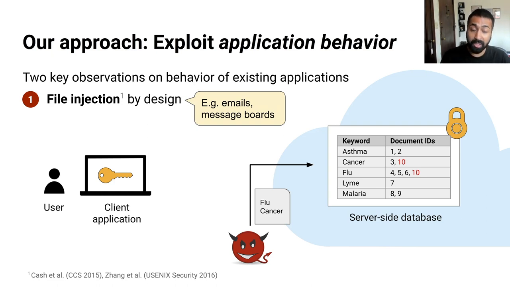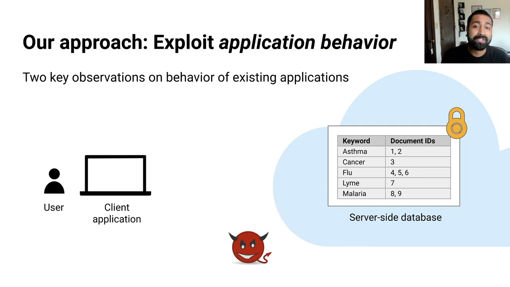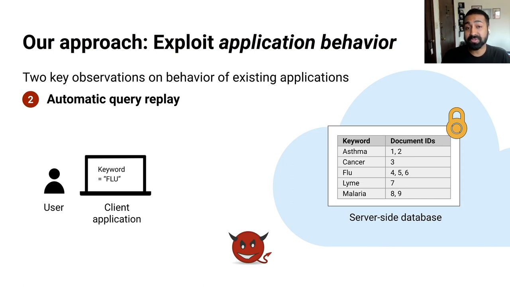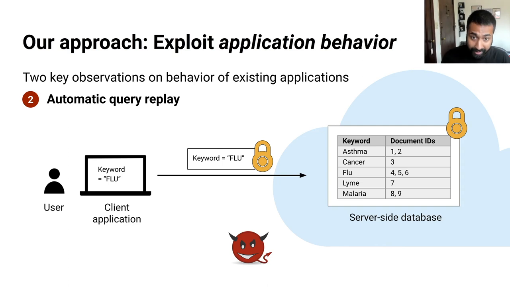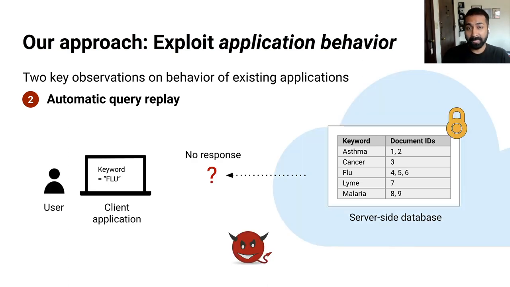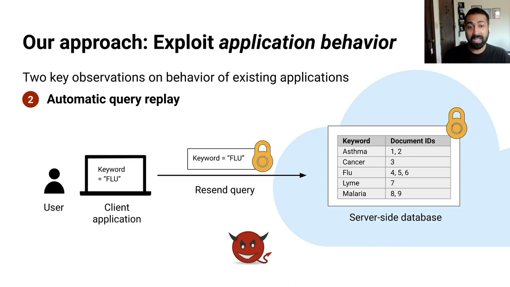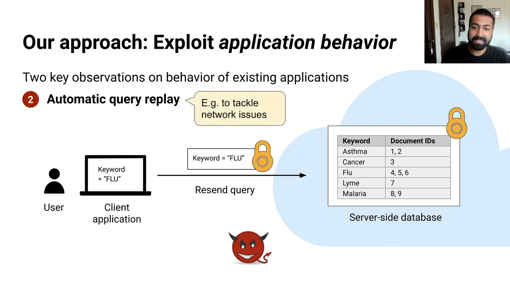But file injection alone is not practical because the attacker would need to craft and insert a very large number of files proportional to the size of the database. And this is where our second observation comes in. We find that many applications automatically replay queries without user intervention if they do not receive a response within a certain time period. That is, the client sends out the initial query and waits for a response. If it does not receive a response soon, it automatically replays the query. A reason for this behavior is to deal with network fluctuations and transient failures.